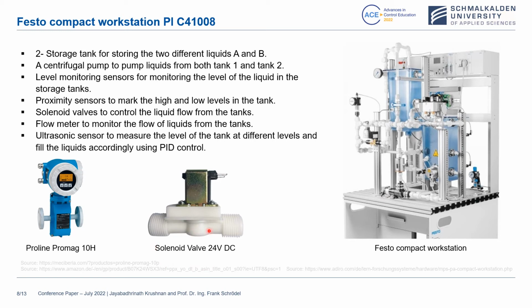A 24-volt DC solenoid valve is fixed to the compact workstation in order to control the liquid flow from the tank outlets. An industrial grade flow meter is used to monitor the flow of the liquids from the tank after the pump. An ultrasonic sensor is used to measure the level of the tank at different levels and fill the liquid accordingly using PID control. This forms a classic example of a control system.